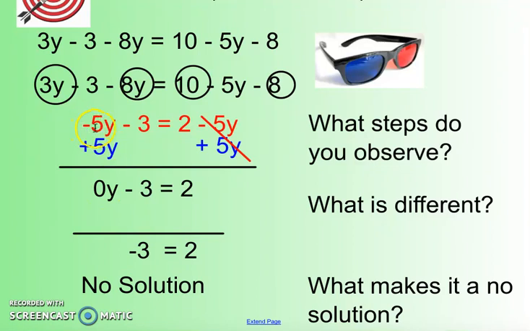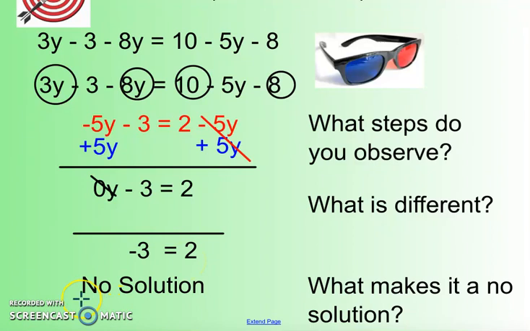Do you notice that the negative 5y and the negative 5y over here, they're equal. And so when we do the inverse, well, negative 5y plus 5y is 0. So the y has disappeared. It is now 0. And so I can actually cross this out because 0 times y is 0. And all that's left is the negative 3 and the positive 2.